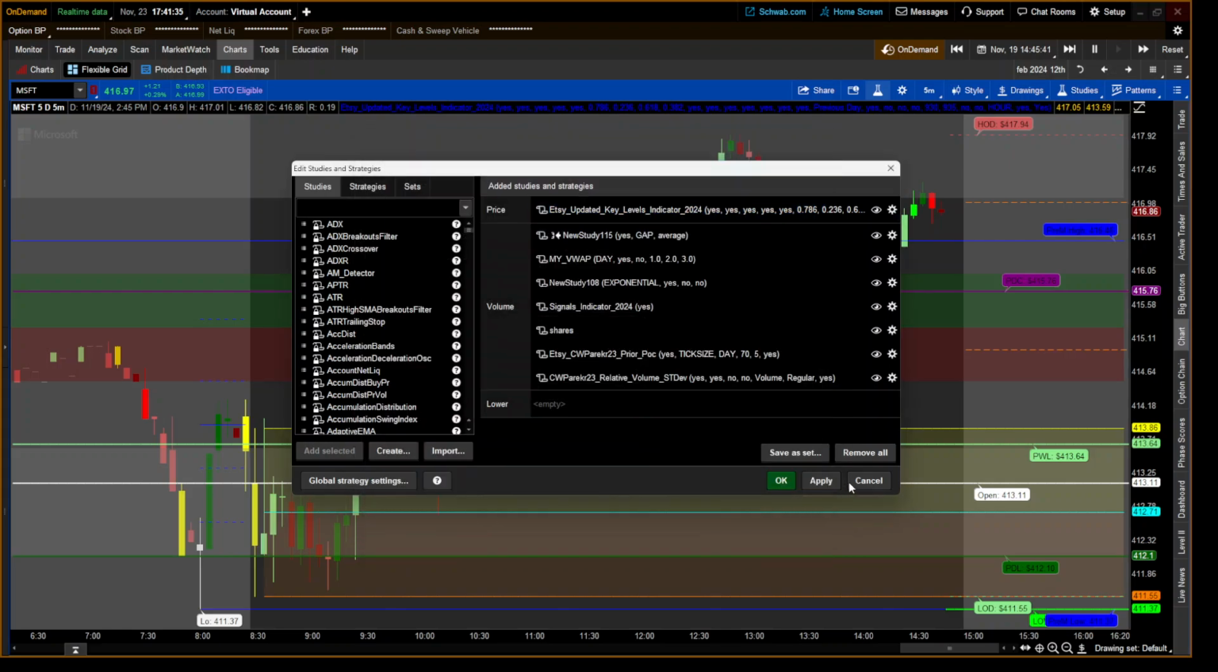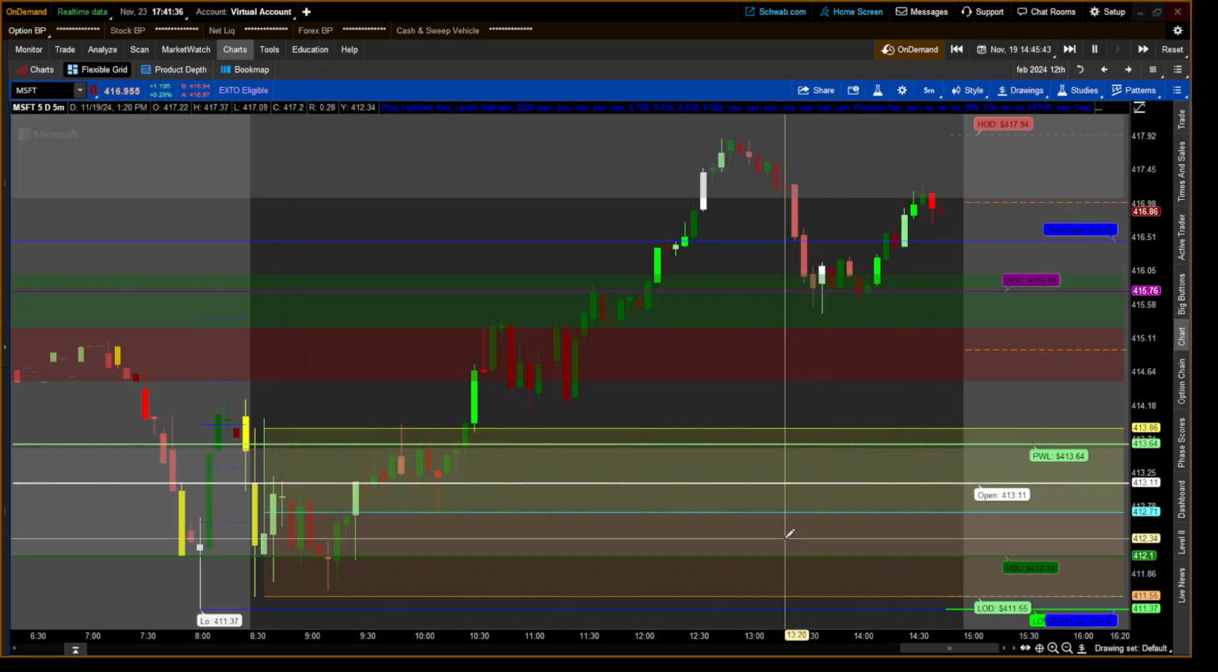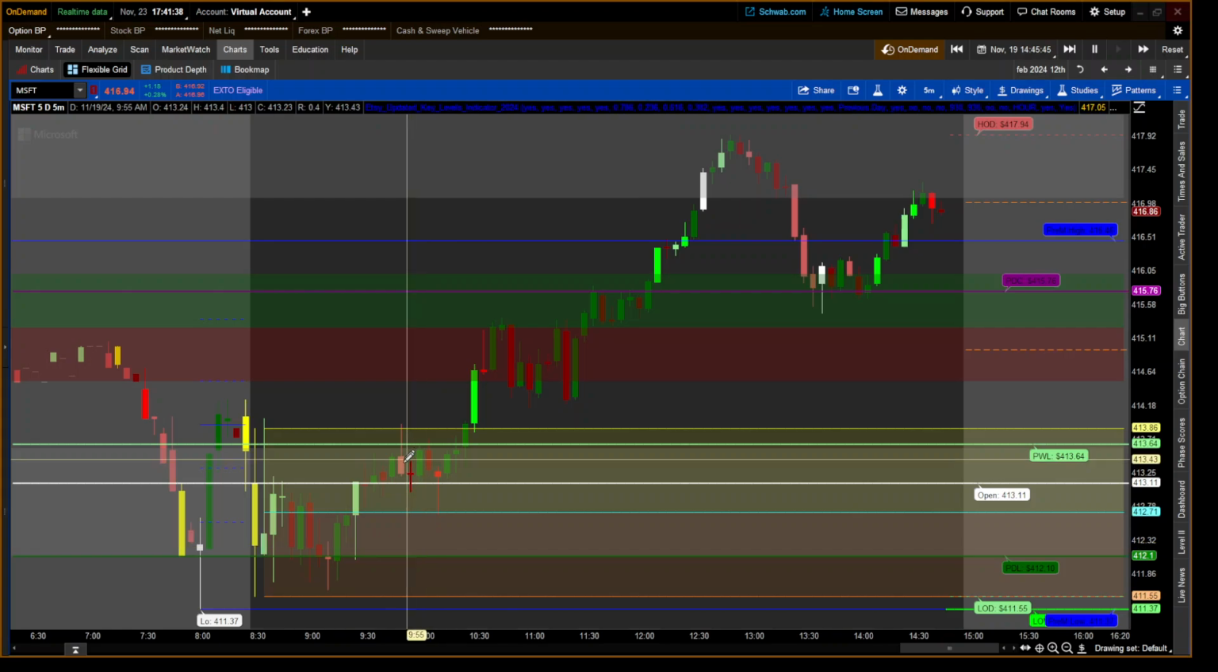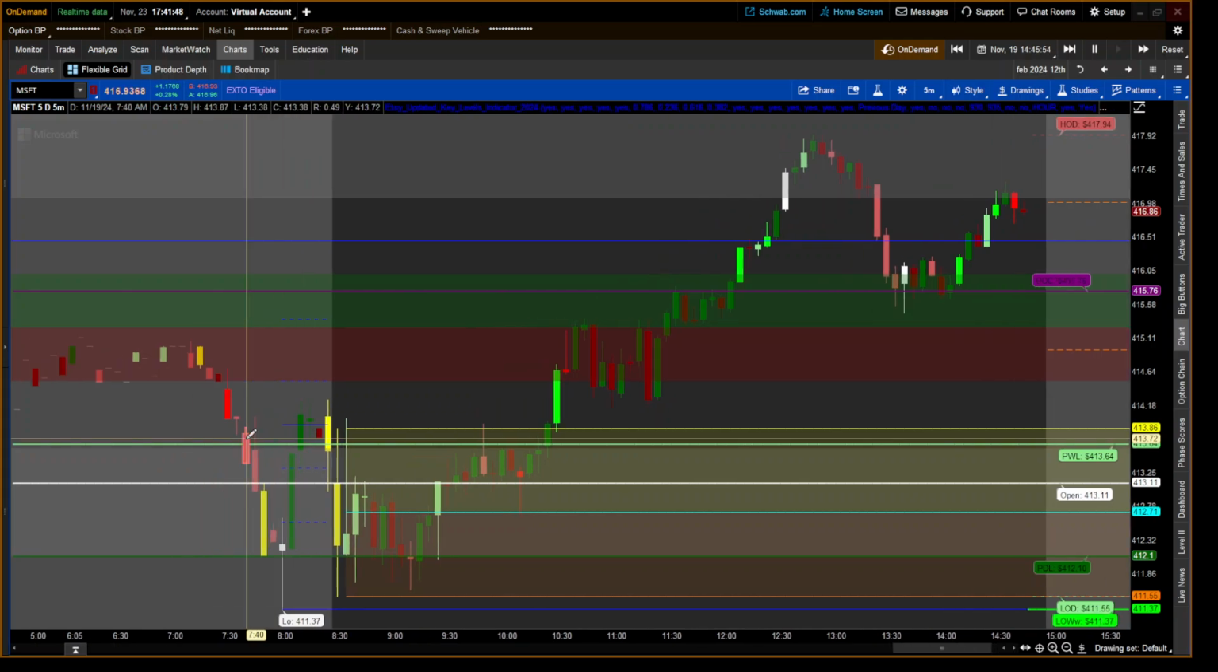This orange area right here is going to be your open range breakout indicator. It's built into this as well. And you can see how Microsoft, after the market opened, is focused on this first 5-minute candle. Your first 5-minute candle is used for your open range breakout indicator. You can set that for whatever you want, but I have it set for the first 5-minute candle.